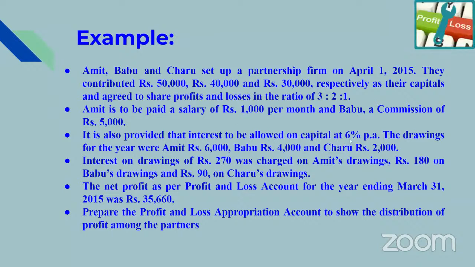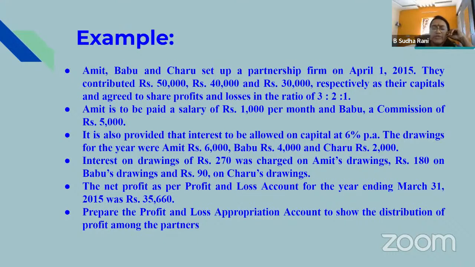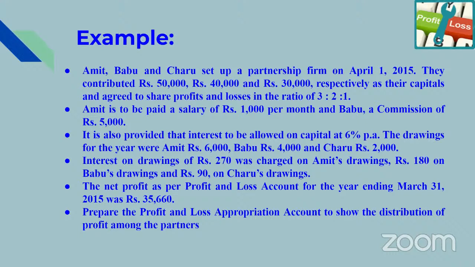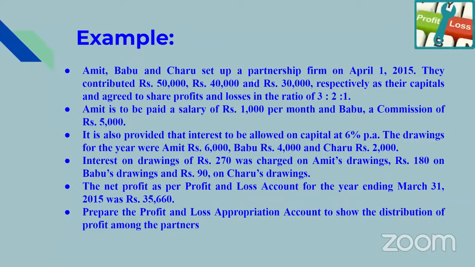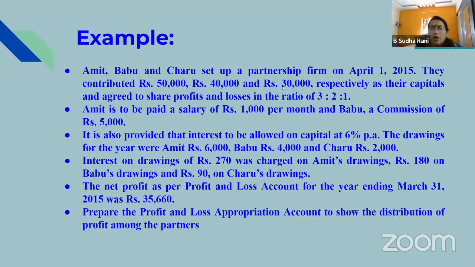So what is their capital? Rate is 6%. And what is the capital? Where are the capital amounts of partners? Credit side. Tell me the amounts, capitals of partners. 50,000, 40,000, 30,000. So you are supposed to calculate the 6% upon 50,000, upon 40,000, upon 30,000. Got it? So 50,000 into 6%, 40,000 into 6%, 30,000 into 6%.